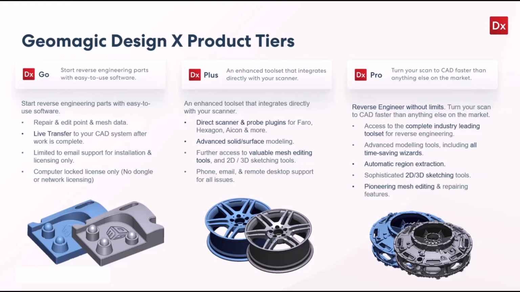And then Plus is those same import tools, but we also have the plugins built in. And outside of that, we also have more modeling tools. So it's the basic modeling tools as opposed to Design X Go. I like to say Go is more about extraction and sending over to CAD. With this one you can do basic modeling or also send it to CAD, as all three of these have live transfer built in. And then of course Pro, the one that we've talked about extensively on this webinar series.